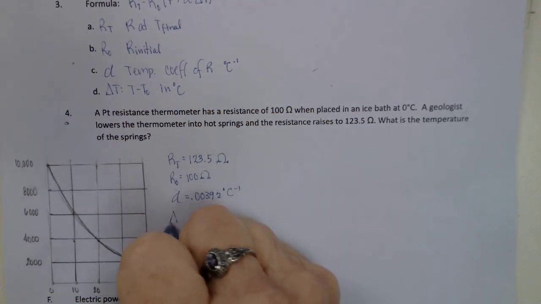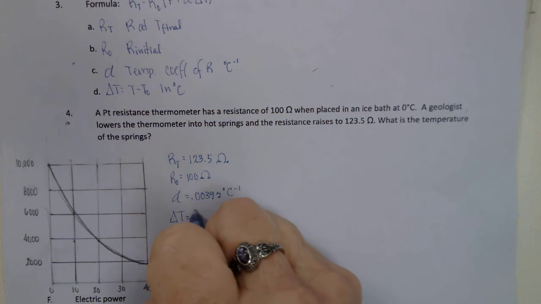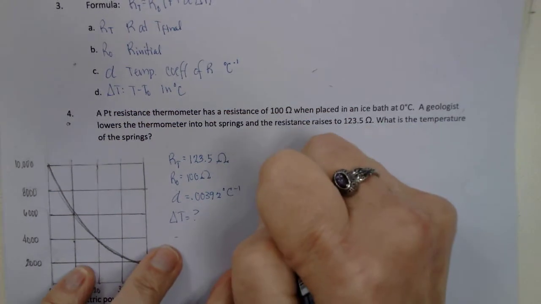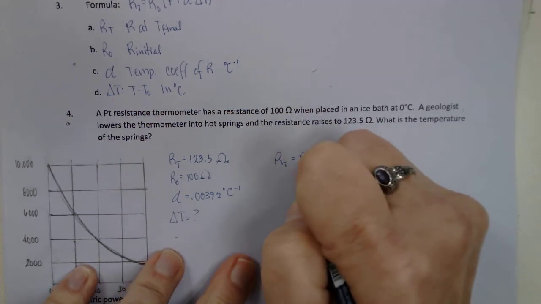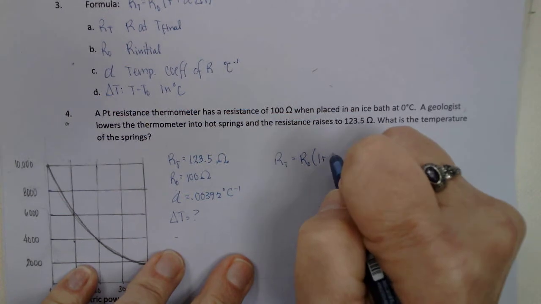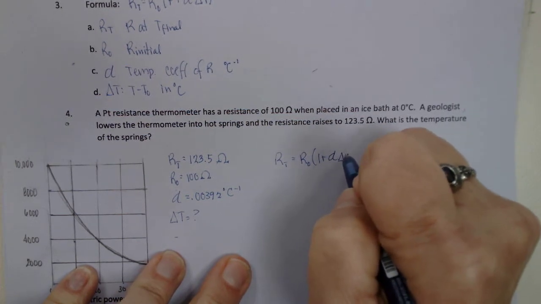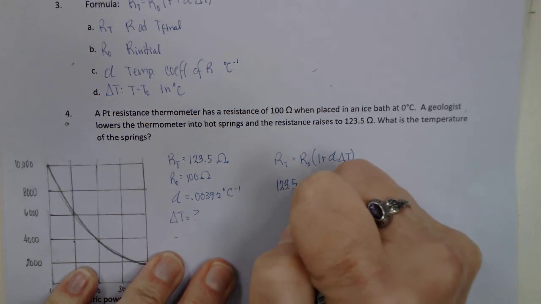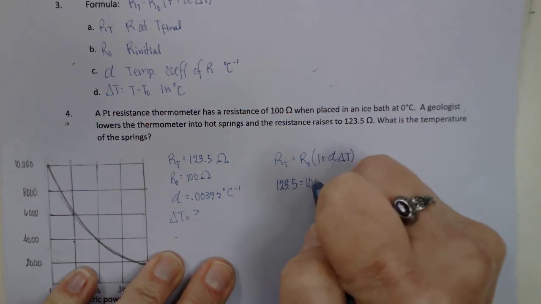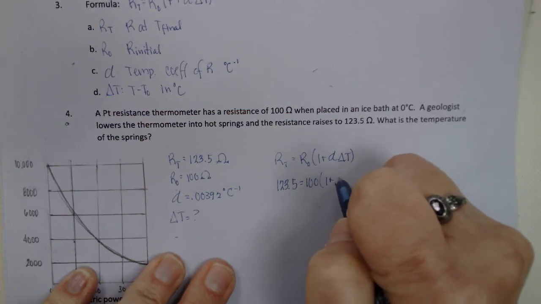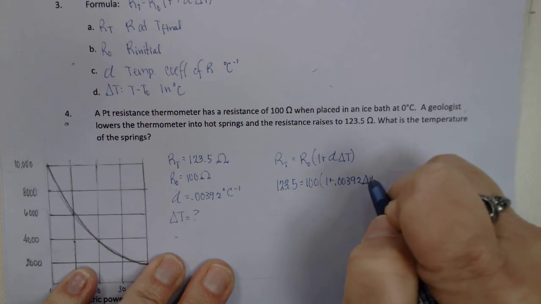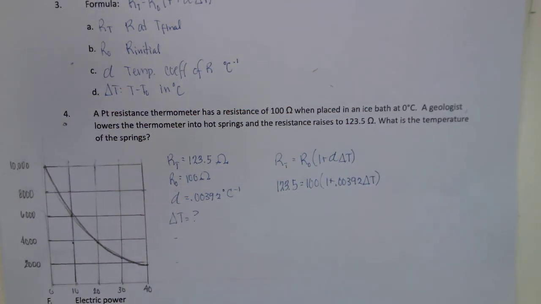And then my delta T is what I'm looking for, because my delta T is going to be my final temperature since T naught is 0. So my formula, R sub T is equal to R naught times 1 plus alpha delta T, is 123.5 equals 100 times 1 plus 0.00392 delta T.